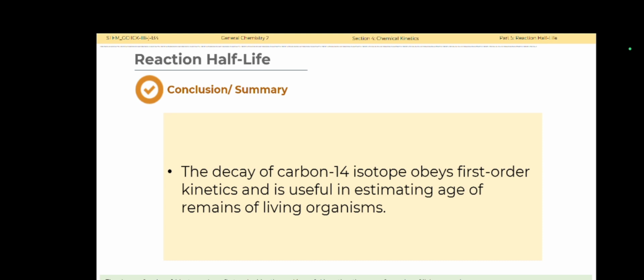The decay of carbon-14 isotope obeys first-order kinetics and is useful in estimating the age of remains of living organisms.